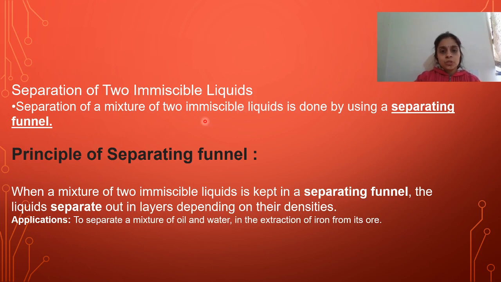Immiscible means they won't mix with each other. So how to separate? There's a method called the separating funnel. So what's the principle behind the separating funnel? When a mixture of two immiscible liquids is kept in a separating funnel, the liquid separates out into two different layers based on their densities. Applications of that: to separate a mixture of oil and water during the extraction of iron from its ore.